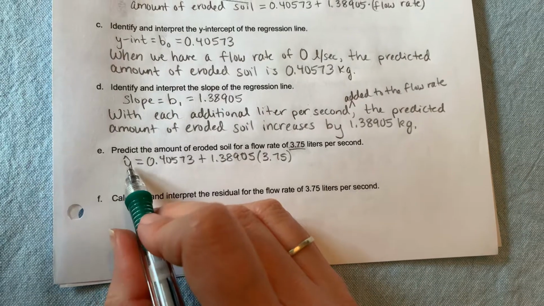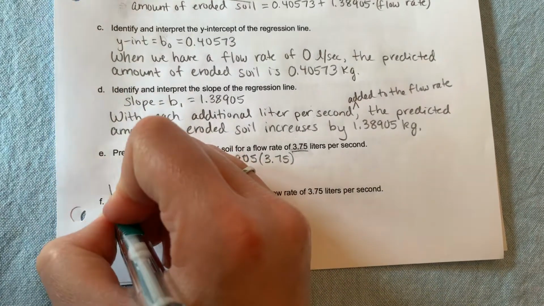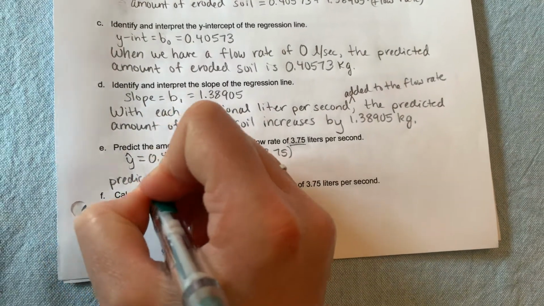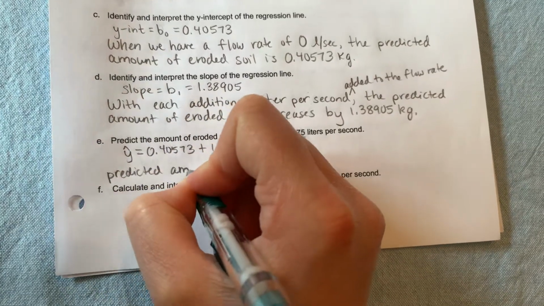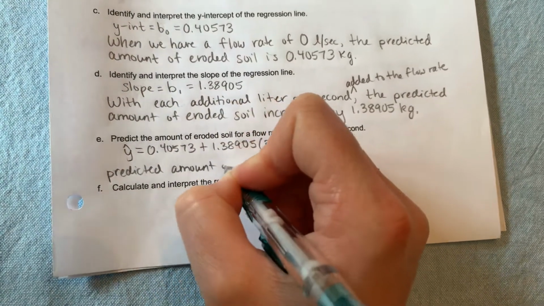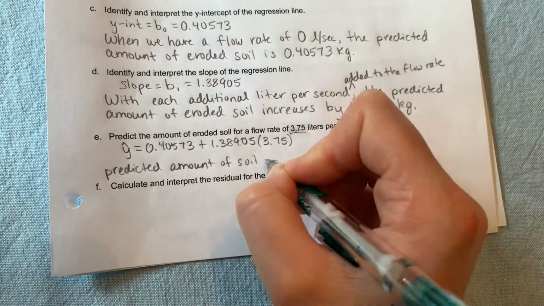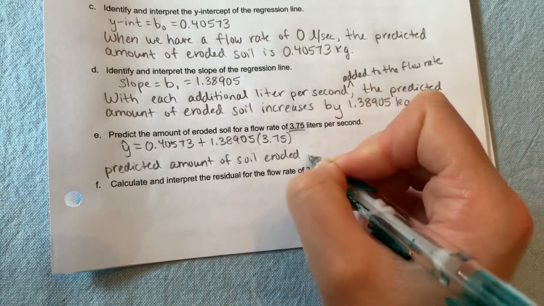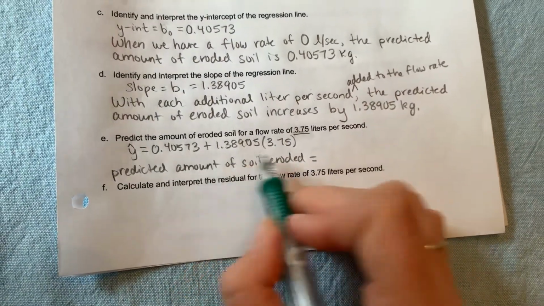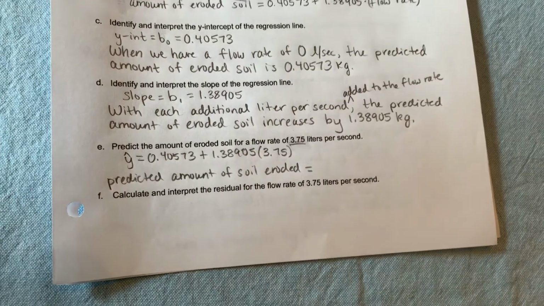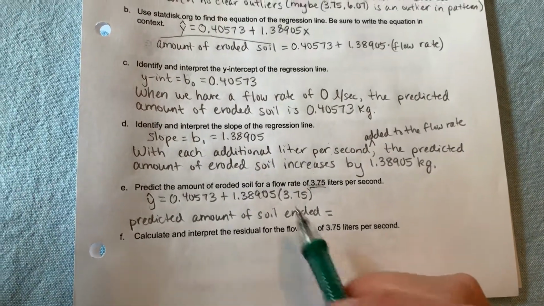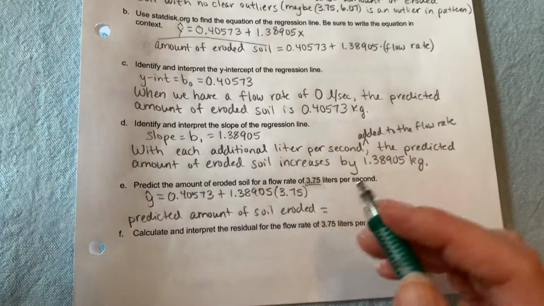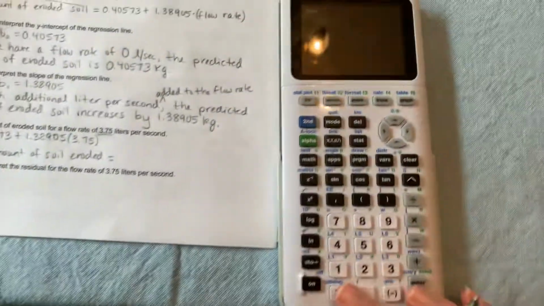Also, as we go to write our answer, we don't want to write y hat. We want to write predicted amount of soil eroded. If you want to, you can leave out predicted and put a hat over the amount of soil eroded like I did up here. I just think that looks kind of silly. So I'm going to go ahead and plug that in.